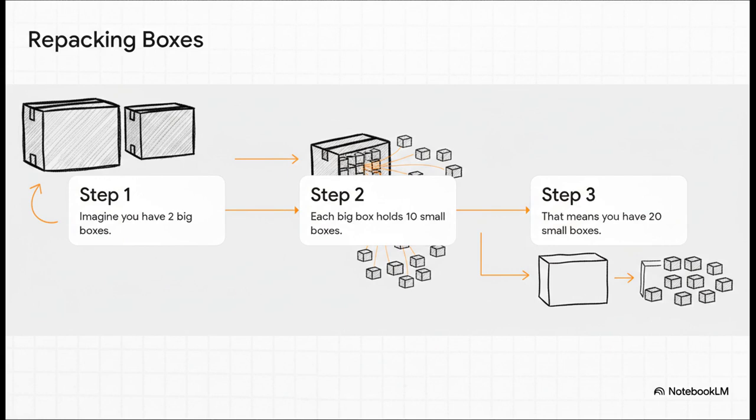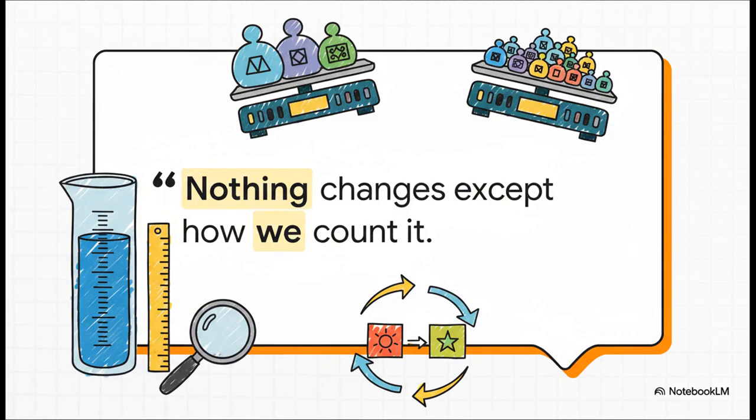So picture this. You start with 2 big boxes. You know that each one of those can hold 10 smaller boxes. So what happens when you unpack them? Well, you end up with 20 small boxes. The amount of stuff you have is exactly the same. All you've done is change how you're counting it. And that right there, that is the absolute core of unit conversion. The value itself, the actual physical amount of whatever you're measuring, stays exactly the same. We're just swapping out the label, the name we use to describe it.